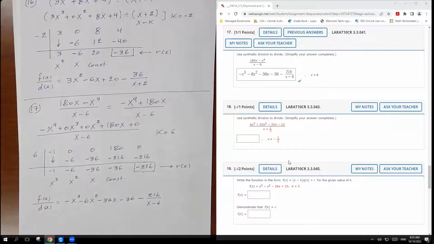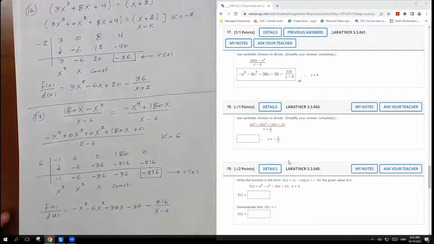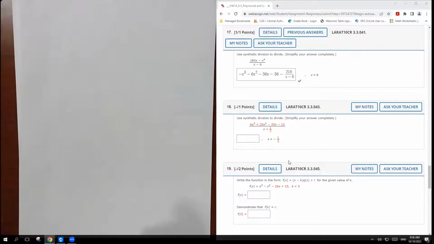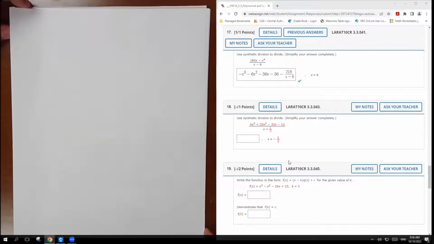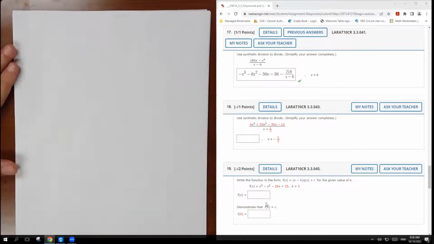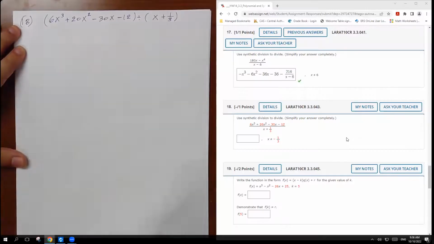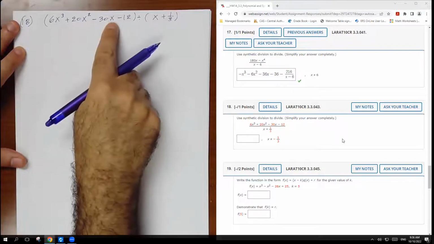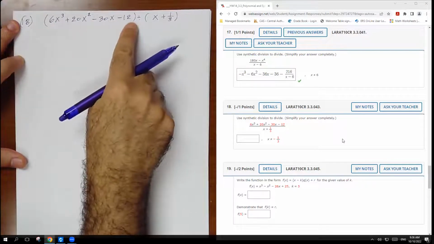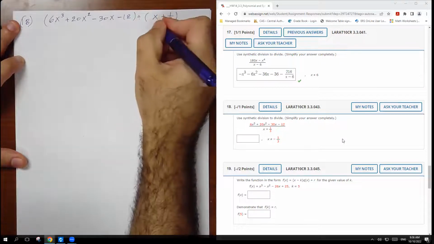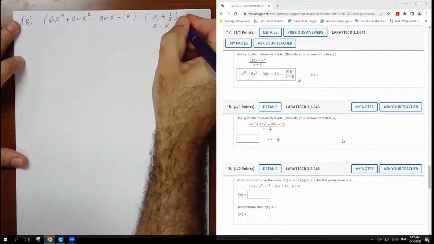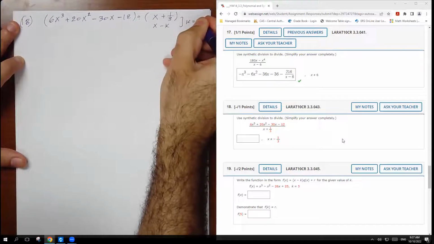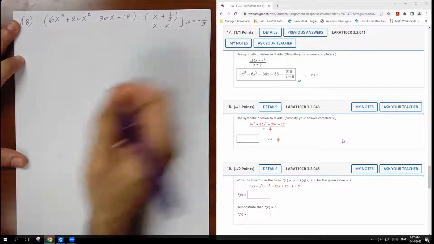Let's do example 18. The same thing, but now we have a fraction in the divisor. So the first thing I'm going to check, there is no missing term: cube, squared, 1, and the exponent here is 0. Here is x minus k. That means k is going to be equal to negative 1/3.